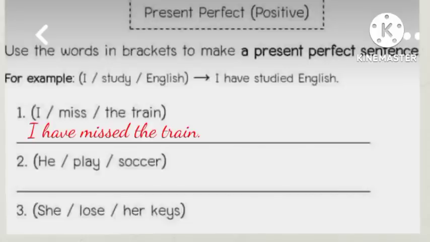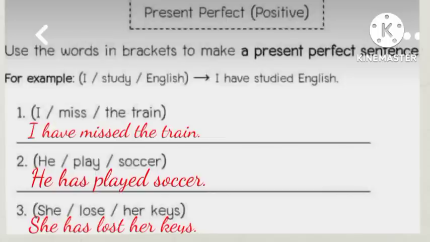And number 2, he. So what we use for he, has or have? Has. He has played soccer. The play here, plus ed become played. And then number 3, she, has or have? She has, and then lose become lost. For verb 3, lose, lost. She has lost her keys.